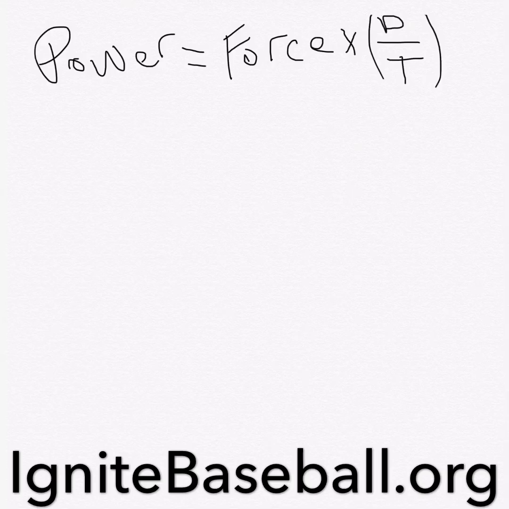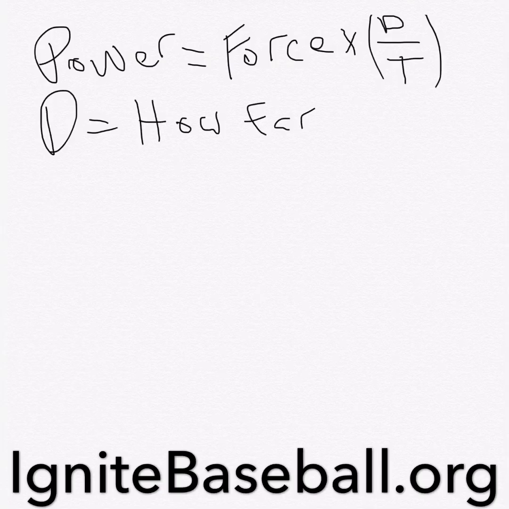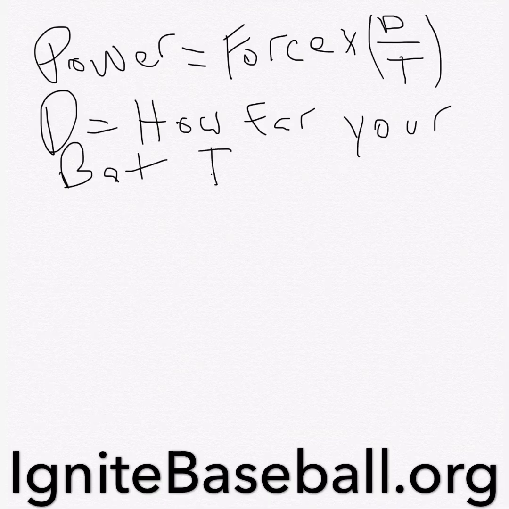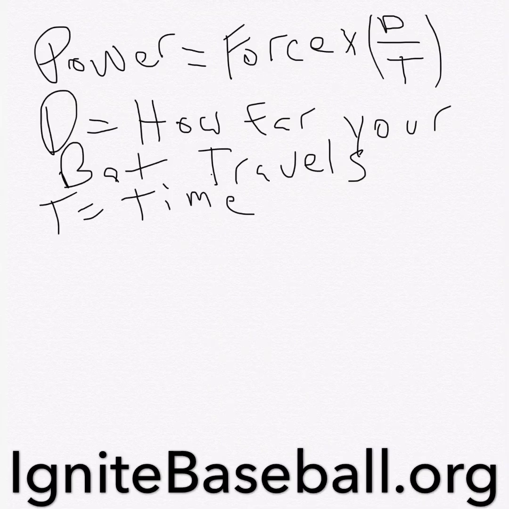So let's talk about what displacement divided by time really means, right? So essentially, if we break that down, d for displacement is equal to essentially the distance that your bat travels. Okay, time, that's self-explanatory. I'm just going to write t equal. Okay, so essentially this displacement divided by time is equal to velocity, which is why I said force times velocity equals power.